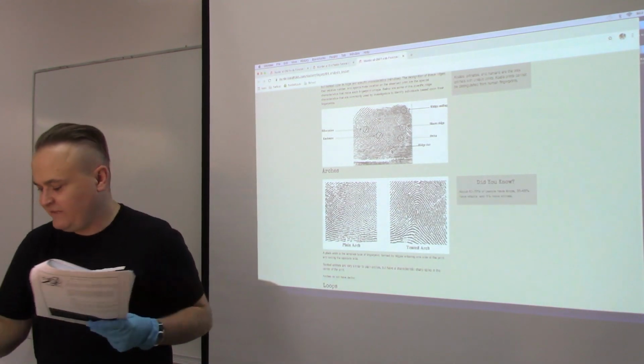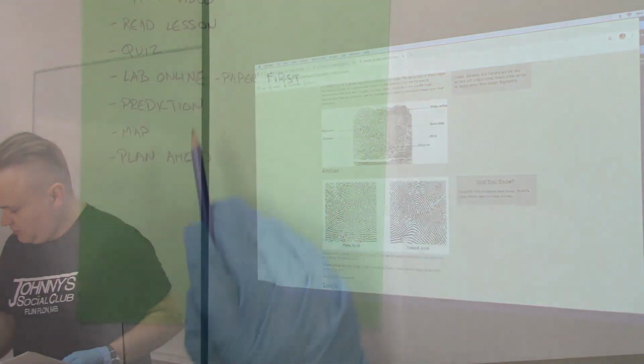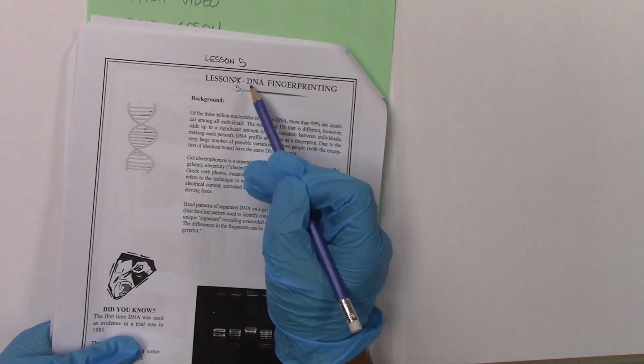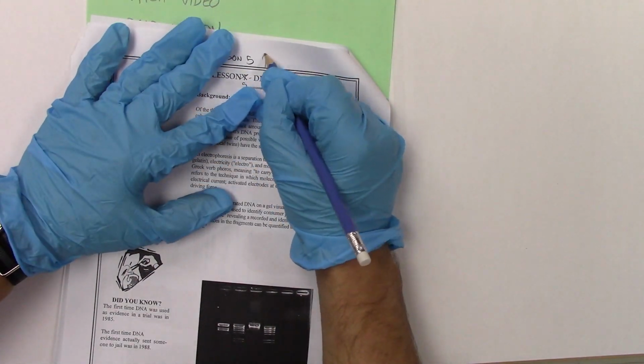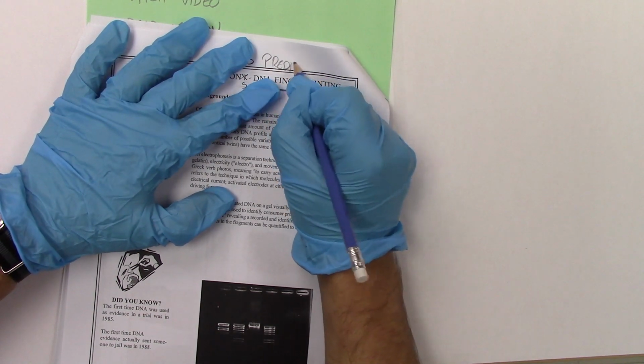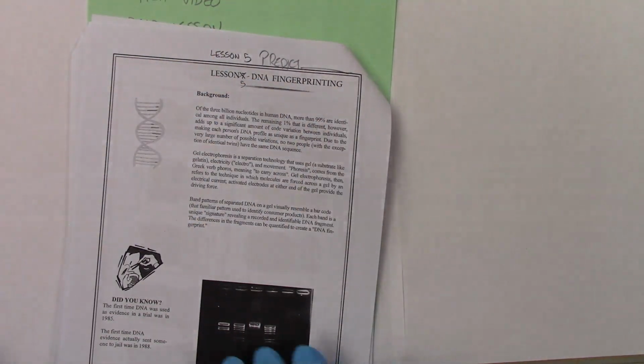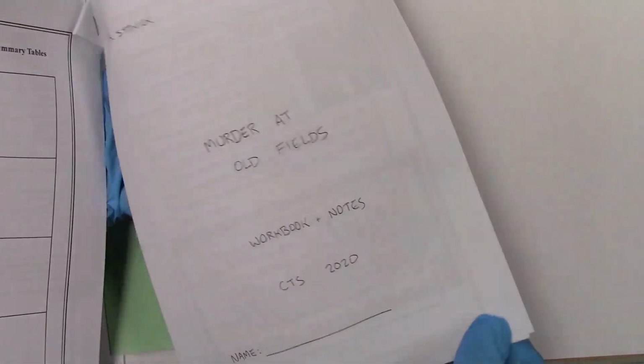Next up, I said too, after you did that lab, if you look here, you're supposed to make a prediction. So go to the start of lesson 5 and say prediction and write who you think it is. Also, you have to do it on the map. So what you have to do is you have to go back like we've done before. You have to go to your map of the crime scene.